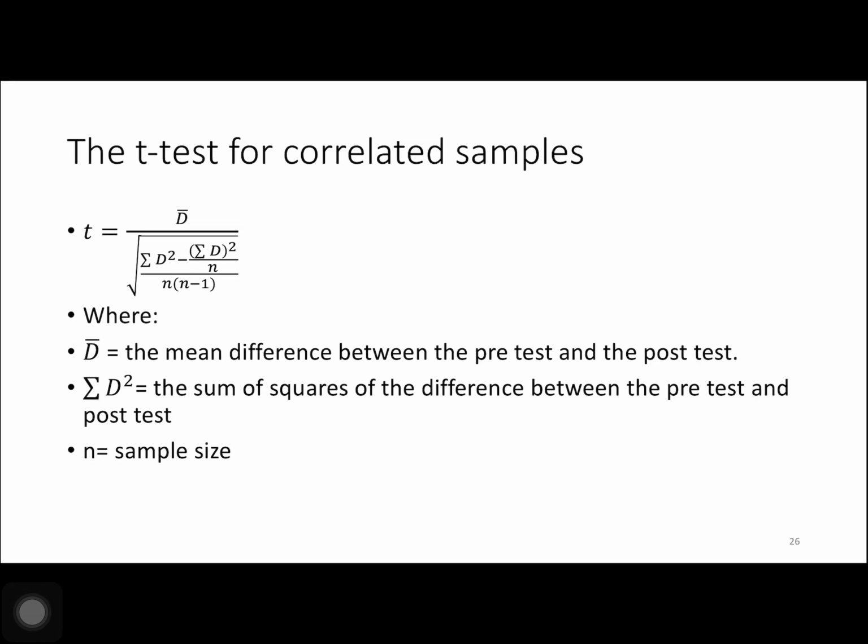The t-test for correlated samples. So we have here t is equal to d bar over the square root of the summation of d squared minus summation of d squared over n times n minus 1. Here, d bar represents the mean difference between the pretest and the post-test. Summation of d squared is the sum of squares of the difference between the pretest and the post-test. n is the sample size.